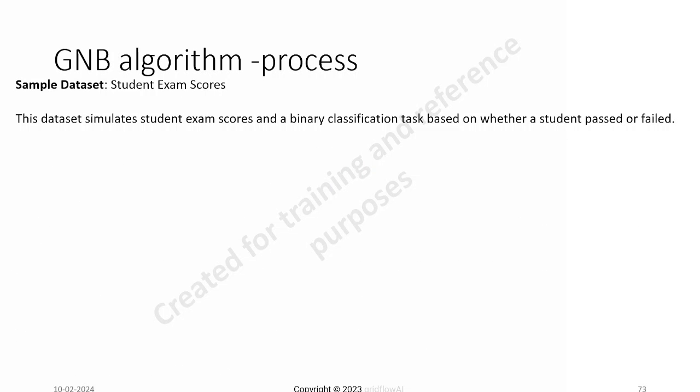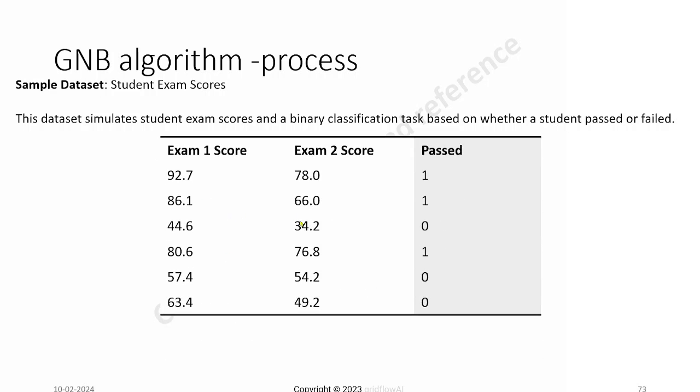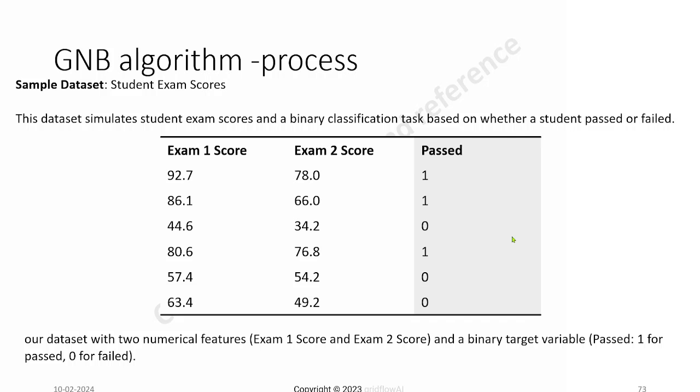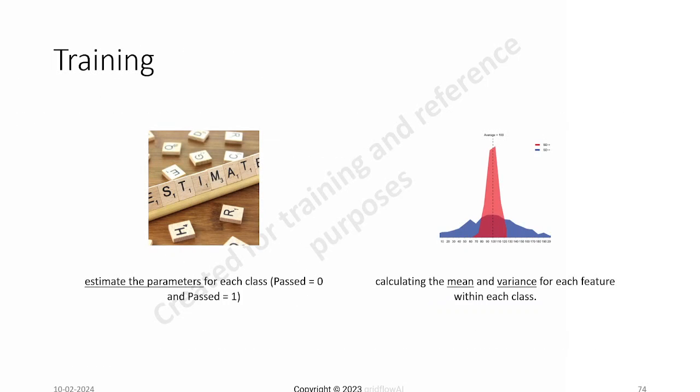So let's look at the sample data set here, like I presented to you earlier, column 1, column 2, and the last column is simply the binary column. So what we're going to do here is first, using the data, train the Gaussian Naive Bayes. That means the Gaussian Naive Bayes is going to estimate the parameters for each of the classes. So you have two classes, passed or not passed.